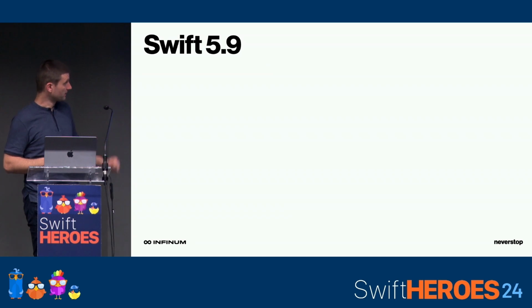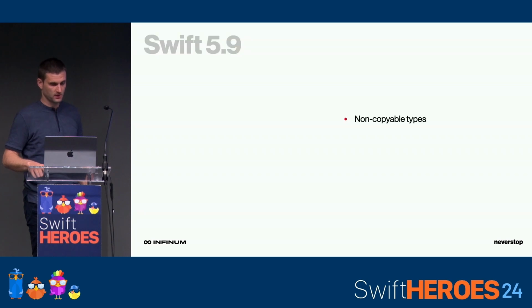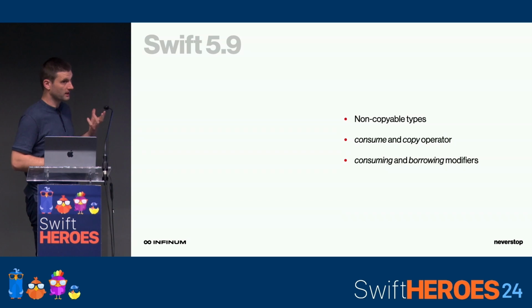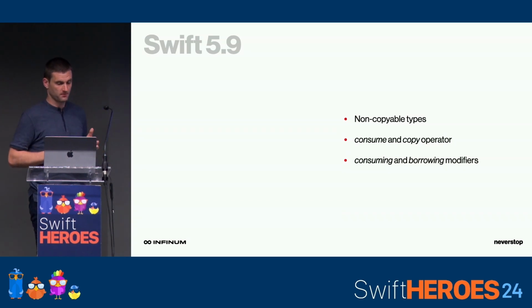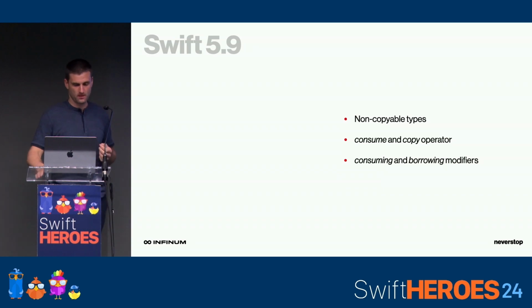And finally, with the release of Swift 5.9, some of the major features from that document were released. Probably the major one, non-copyable types. We heard a high-level overview in yesterday's talk about this from Alex. Then the consume and copy operators. And finally, consuming and borrowing parameter modifiers, which will be the topic of our talk today. So these are features that make Swift's performance predictable and still ergonomic to use.